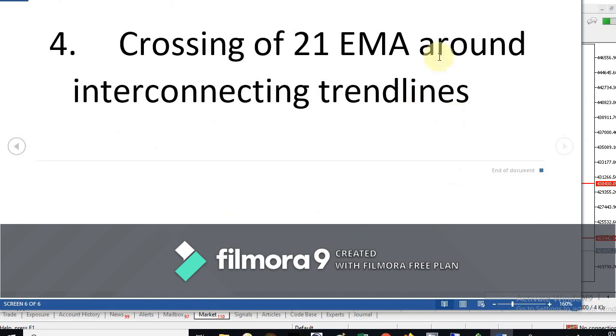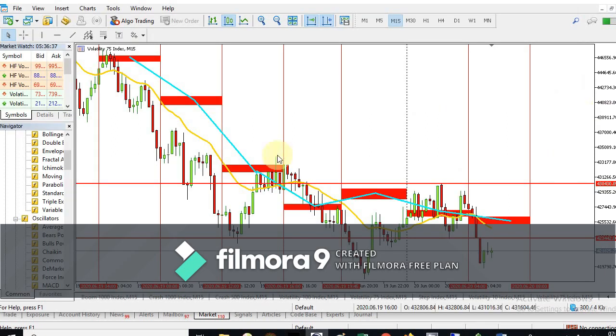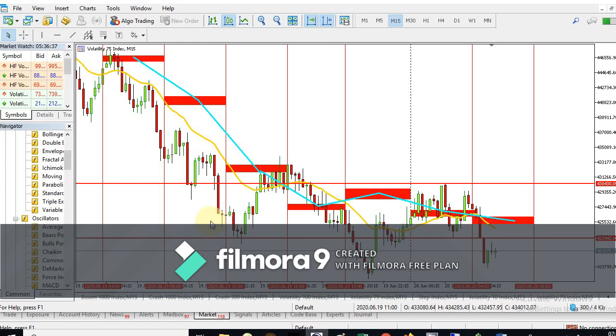And finally, crossing of the 21 EMA around the interconnecting trend lines. Now there is a crossing of the 21 EMA here, but it failed. But there are times it will cross and then it will start a fresh trend. But from here to here, we have a range. So the crossing may not really work when there is a range, but when there is a trend, the crossing will shape out your trend and tell you where price is heading. So that's that for the mega smash strategy.